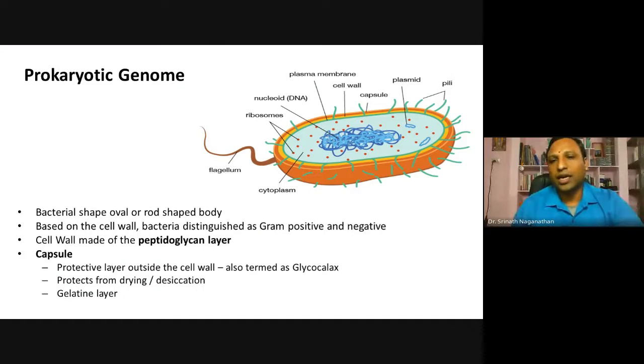Based on the cell wall, bacteria are distinguished as gram positive and gram negative. Cell walls are made up of peptidoglycan layer. It has a capsule which acts as a protective layer outside the cell wall, also called glycocalyx. It protects from drying, also from desiccation. It is like a gelatin layer which is present for their protection.